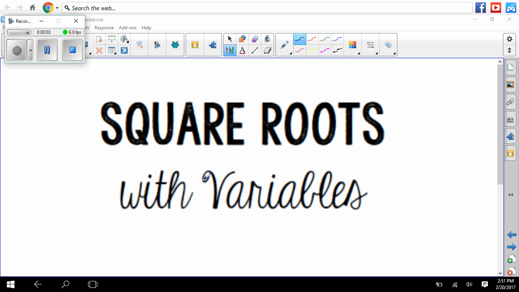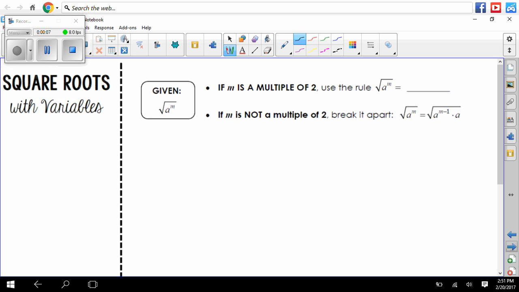Some things or simplify square roots with variables. The thing with variables is that if m, in this case, m is a multiple of 2, you're going to use the rule and you're just going to take it divided by 2. So a would equal m divided by 2. If it's not a multiple of 2, you're going to break it down to where you have one less, so it's an even, and then this is the extra.